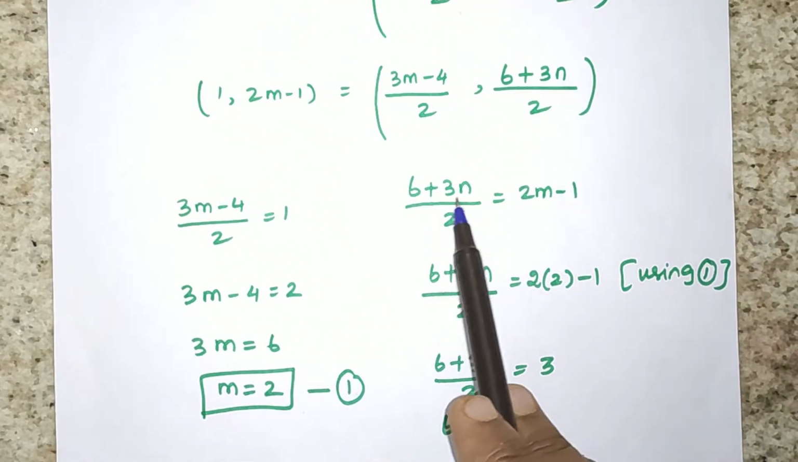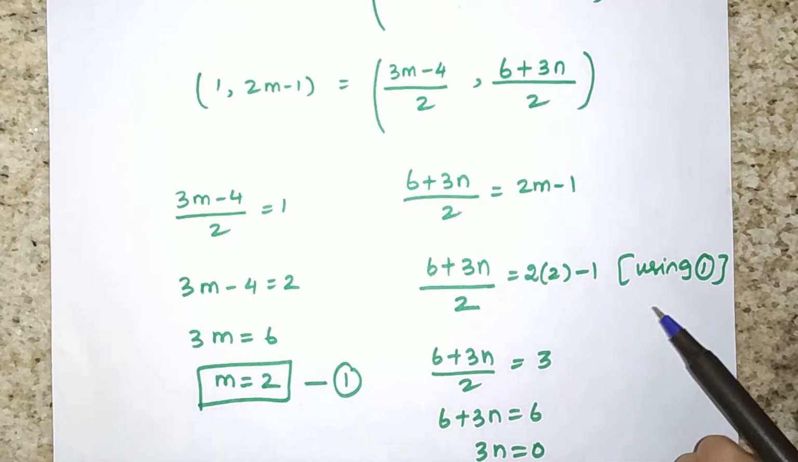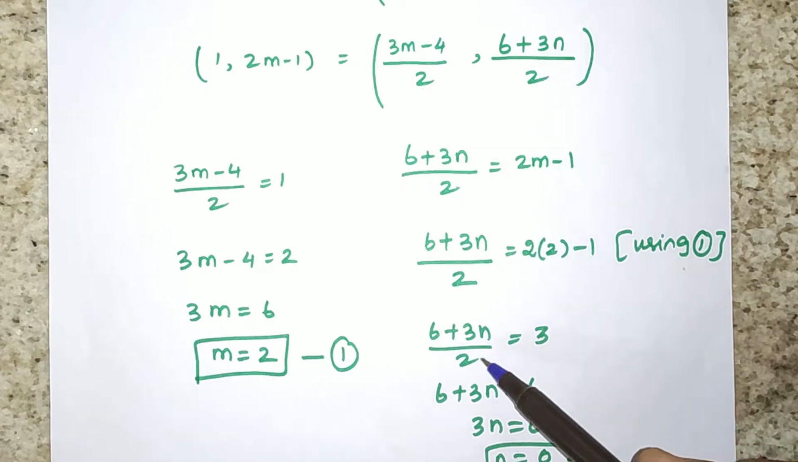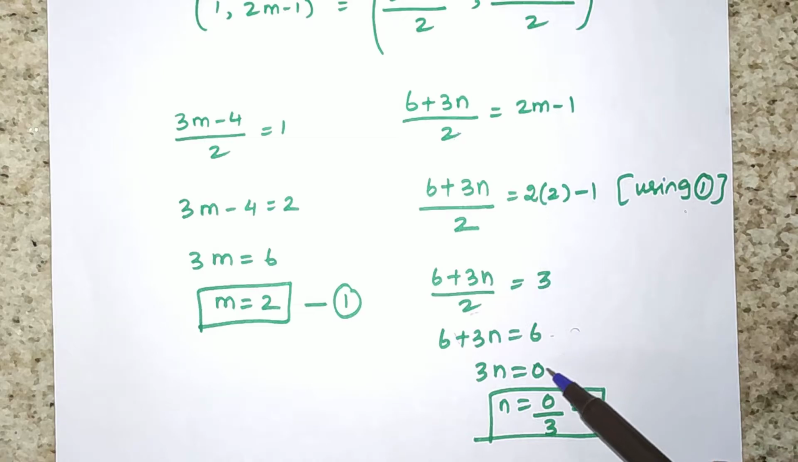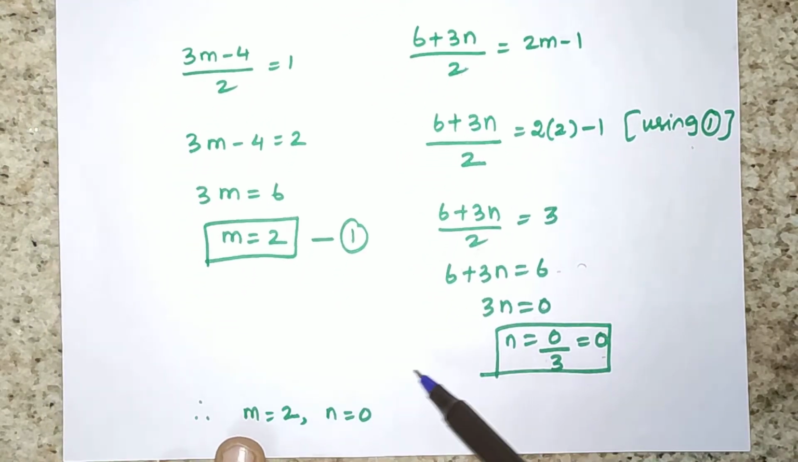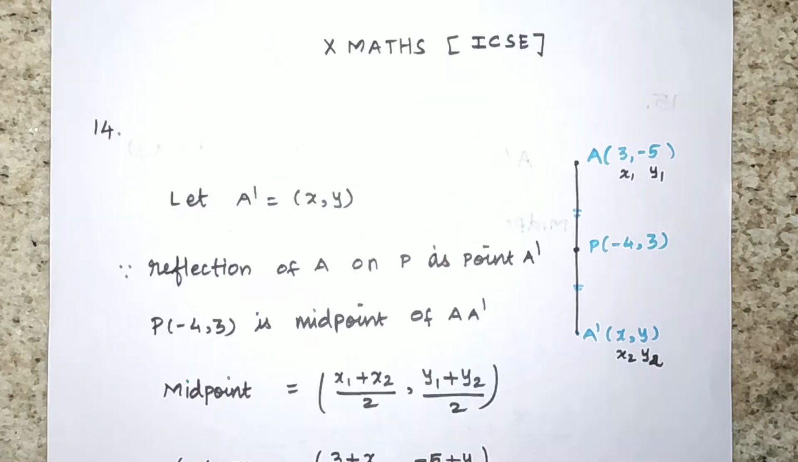So here (6 plus 3n)/2 equal to 2m minus 1. Here you substitute the m value 2. So using 1, 2 twos are 4, 4 minus 1 means 3. Next you cross multiply this: 2 threes are 6. So 6 plus 3n equals 6, so 3n equals 0, and n is equal to 0 by 3, which is 0. So the m value is 2 and the n value is 0. So this is the book answer.